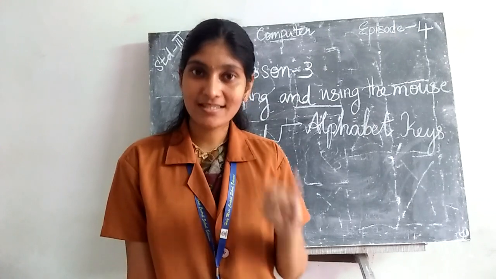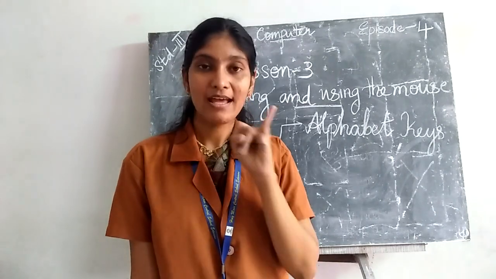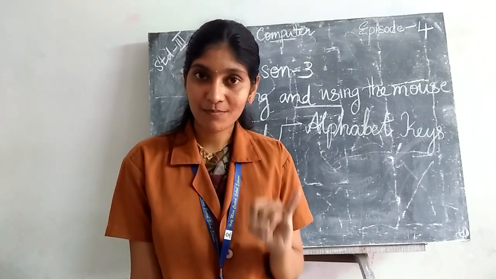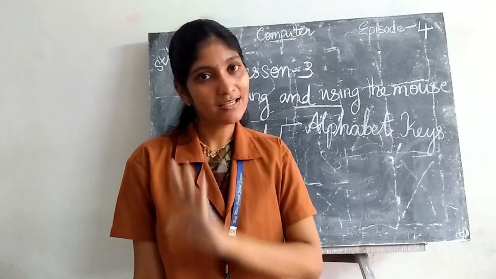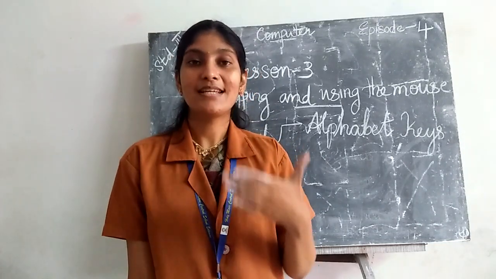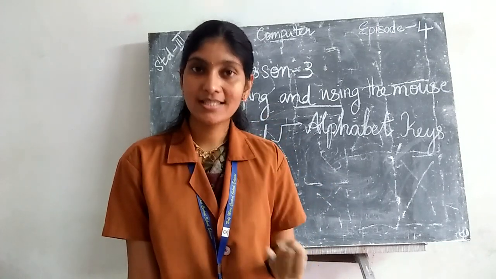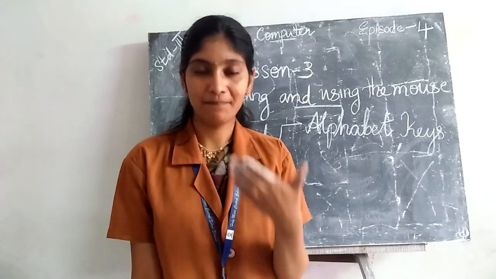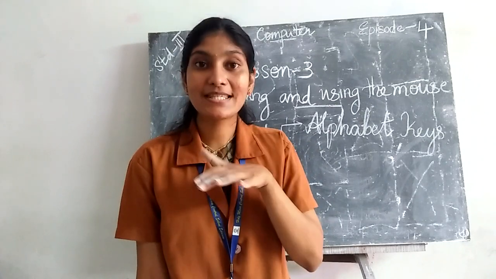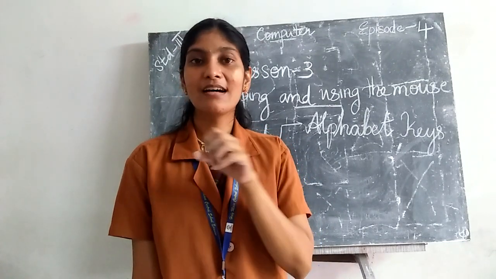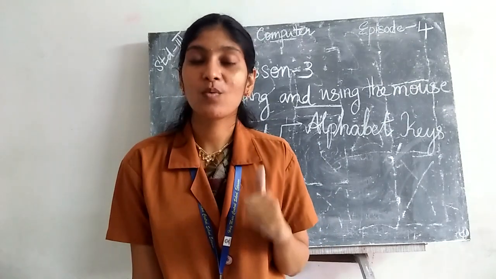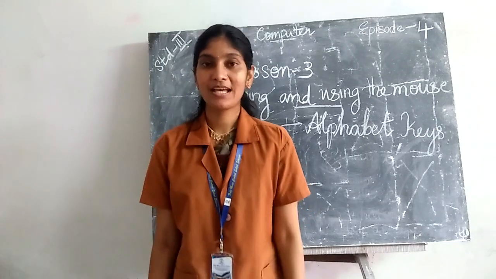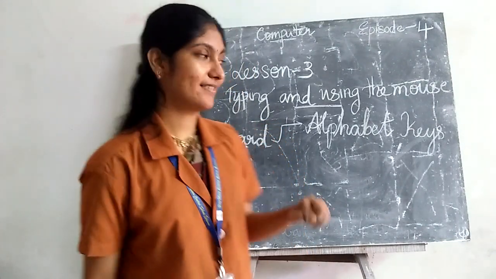And alphabet key means this keyboard contains alphabets A, B, C, D to Z. Alphabets are present in keyboard. Then what is its use? It is used for typing words, sentences, paragraph, etc. That means you can type your name, type your address. That means type the sentences, type the words in the computer using which device? Using keyboard. Alright. Then next key is number keys.